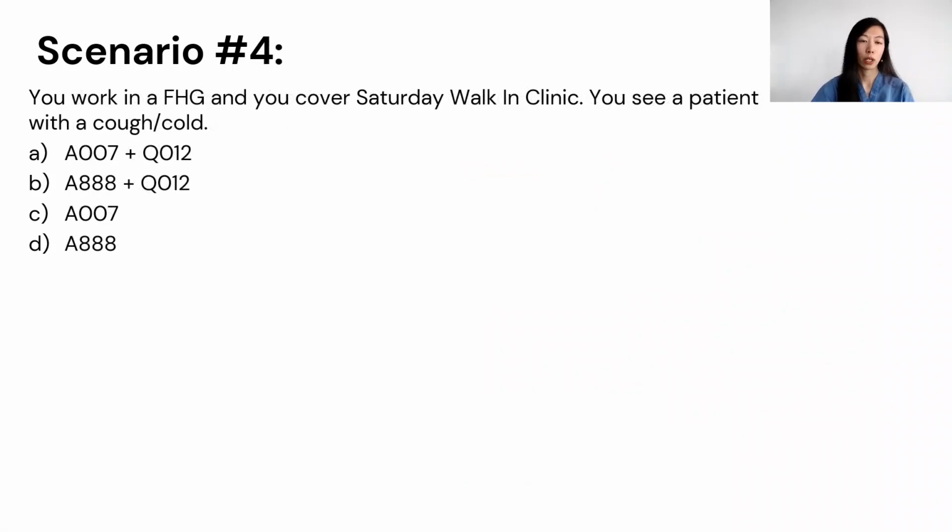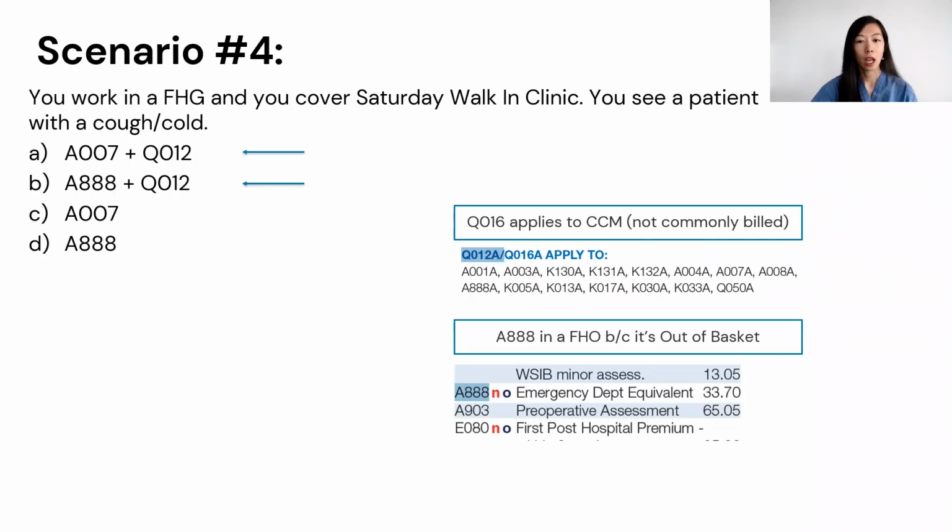Okay, so in this question, you work in a FHO and you cover Saturday walk-in clinic. You see a patient with a cough and cold. What would you bill? Write your answer. And the answer for this question is either A or B. And this is the reason why. So your Q012 code is for your premium. So like you're working on an evening or a weekend, you get a premium extra 30% for that. The other code, some people have asked about that. It applies to CCM models, so we don't really bill it that often.